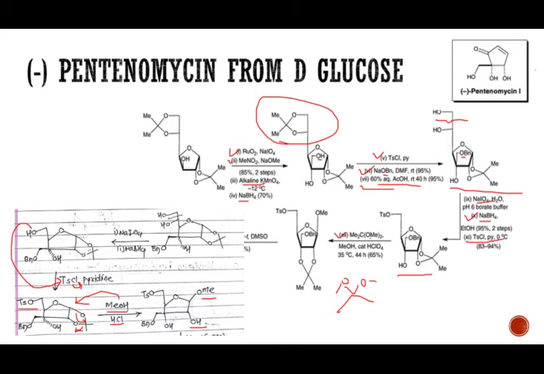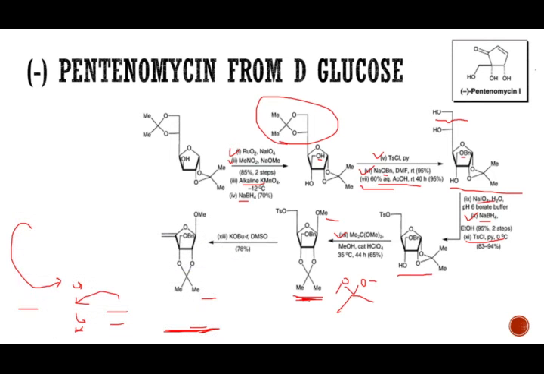2,2-dimethoxypropane. This is Me2C(OMe)2, that means 2,2-dimethoxypropane, and you know that this reagent is used for the protection of a diol. So this diol is protected with 2,2-dimethoxypropane and we get this kind of molecule. This is the protected form of this diol, and here we have OMe. So this is how we come up to this molecule.